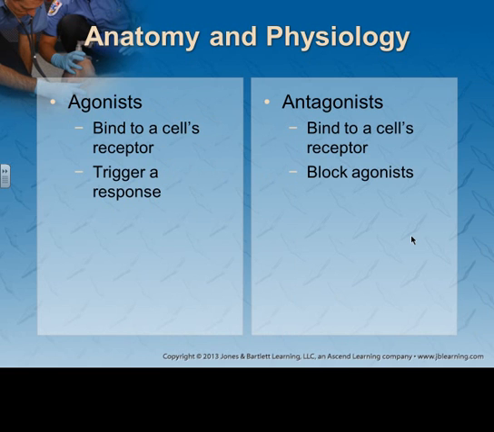Just like with your medications, you've got your agonist and your antagonist. A lot of your medications that you would take for endocrine disorders are going to be hormone antagonists. All right. Again, agonists, they trigger a response. They work with the cell, and then the antagonists, they block the actions of the cells.